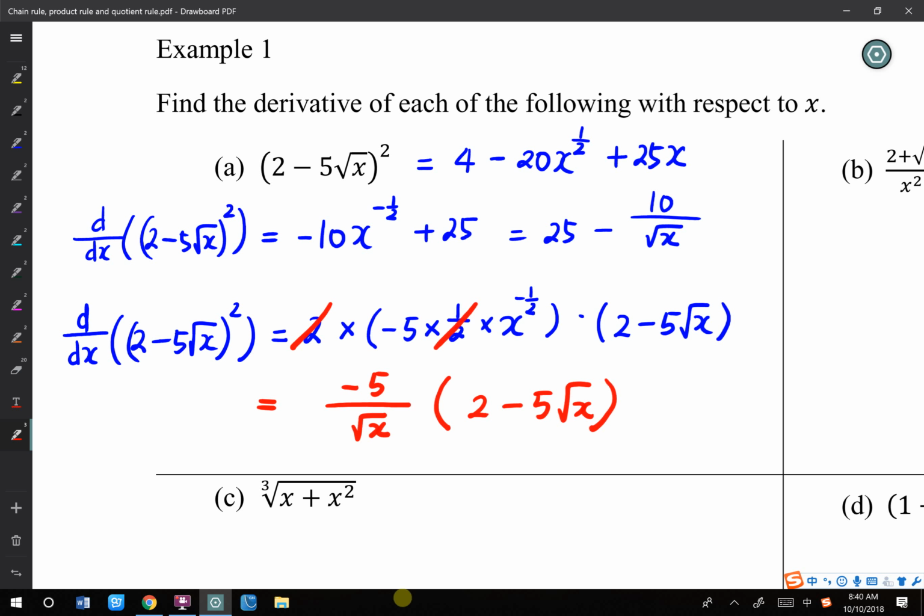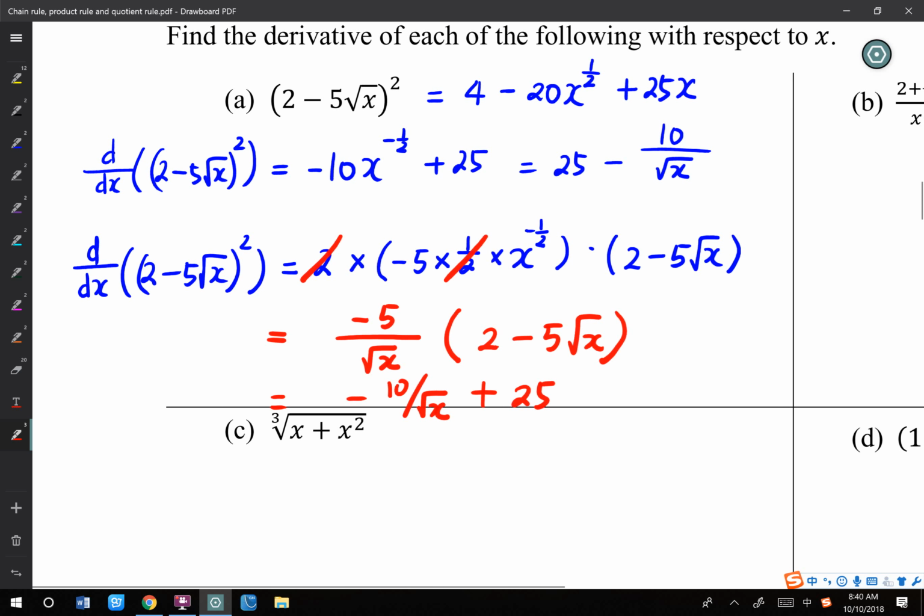And I can expand it. That's minus 10 over root x plus 25. 5 and 5 become 25, and the root x and 1 over root x get cancelled. We still have the same result. But probably for this one, it's easier to expand first and then derive, rather than use chain rule and then expand. But they exactly get the same answer.